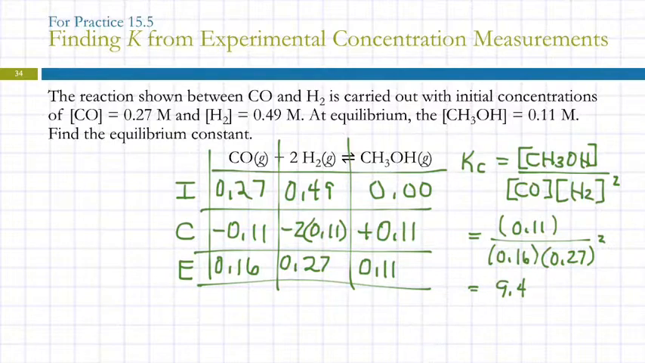Does it matter if the negative is in front of the 2 for the change, or if it's within the? No, it doesn't. You could write this as 2 times negative 0.11. That would also be fine.